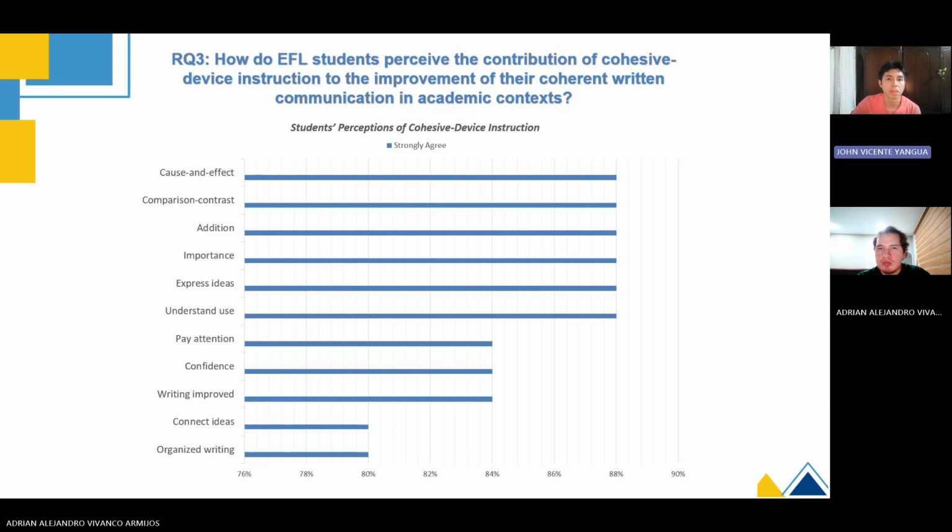In conclusion, the three research questions collectively demonstrated that the explicit instruction on cohesive devices successfully addressed students' initial writing difficulties, improved their coherent written communication, and generated positive perceptions toward learning academic writing and English.